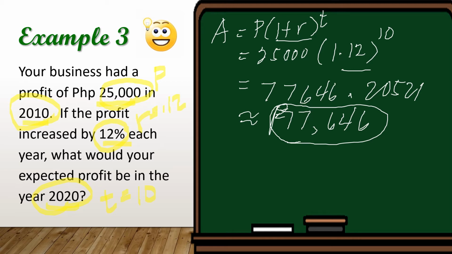So again, from 25,000 pesos profit with a 12% increase per year, this will be the amount or the profit after 10 years.